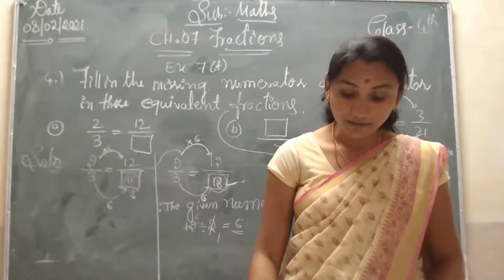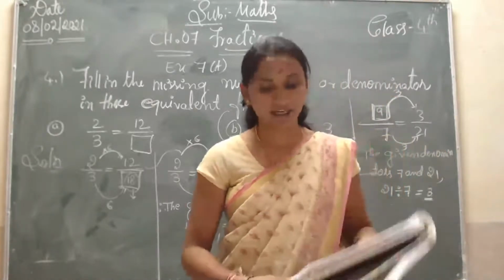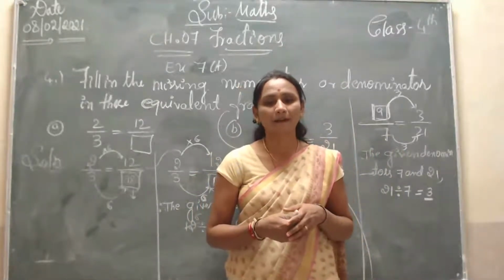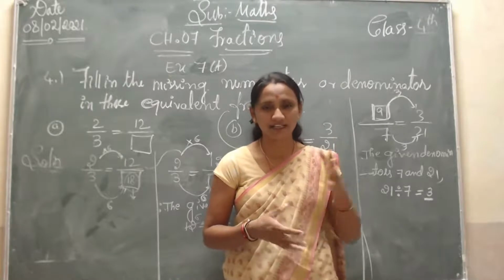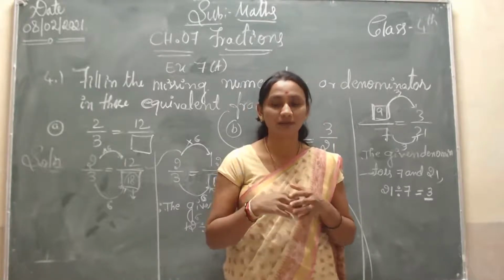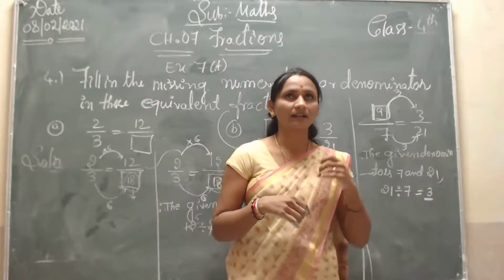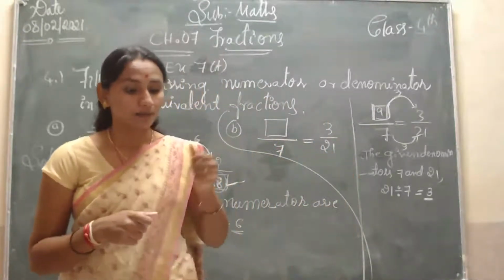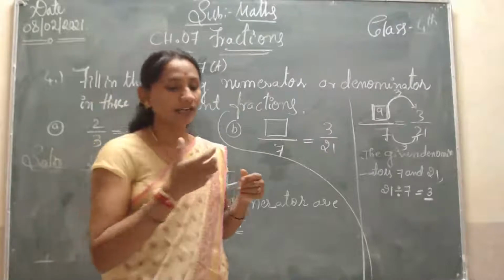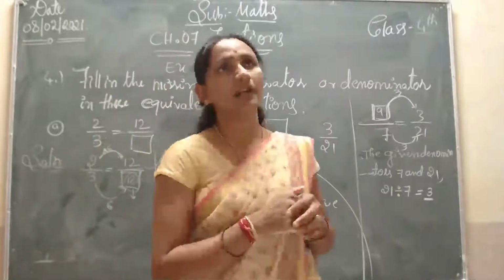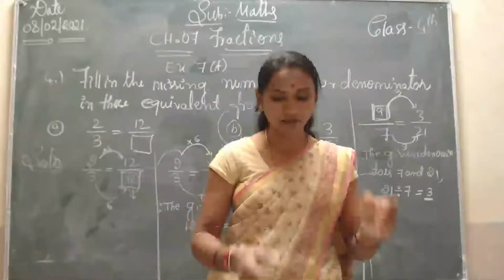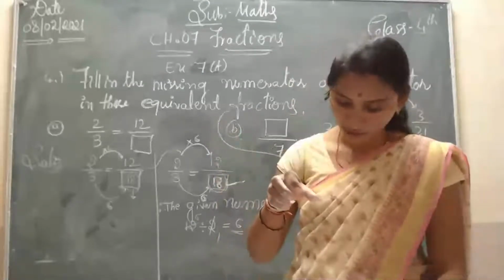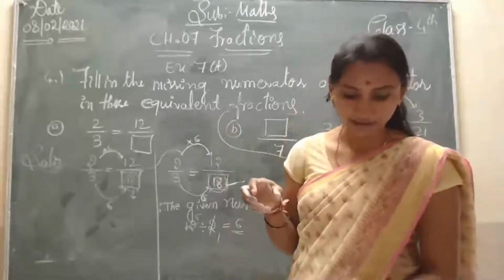So next is the basic concept: like and unlike fractions. A fraction means two parts, as we already learned in previous classes: the numerator and the denominator. There are 5 types, students: equivalent fraction, like, unlike fraction, proper, improper, and mixed. Some exercises on equivalent fractions are already solved, but now the concept is like and unlike fractions.